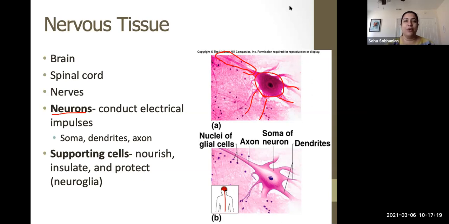And then lastly, for your nervous tissue, you have these tiny cells that you see right here around the cell. These are called supporting cells or neuroglia. As the name implies, they help support your neurons. Your neurons are extremely important because they're the ones that actually do the job, but without the supporting staff, they're basically nothing. The supporting staff nurture them, insulate them, and protect them from the environment.